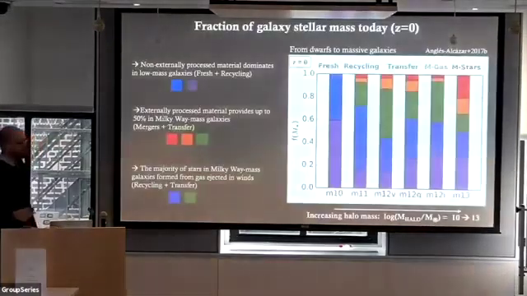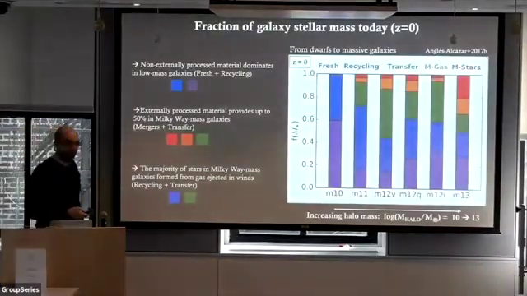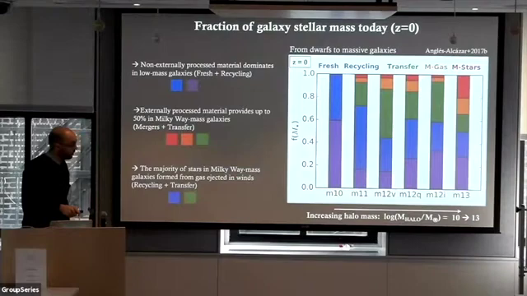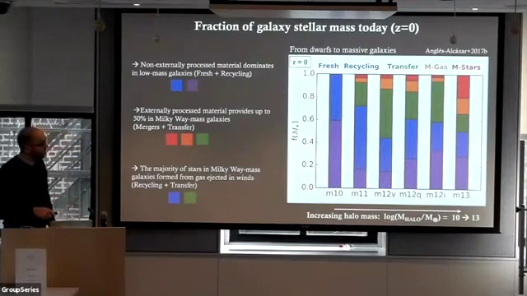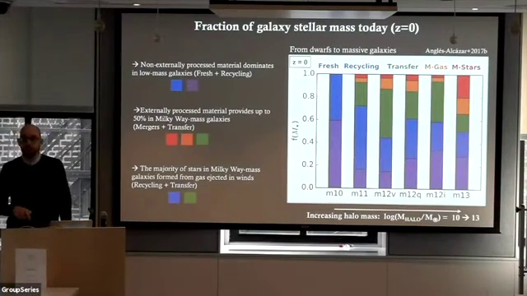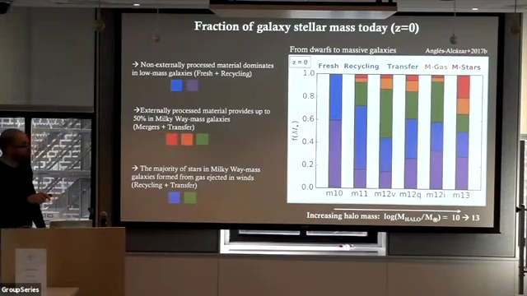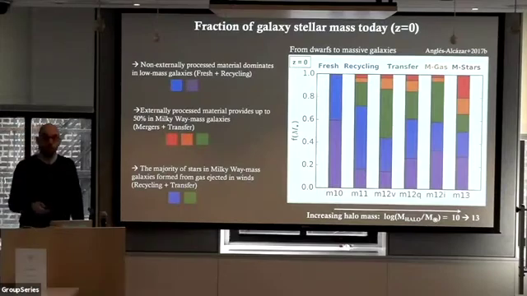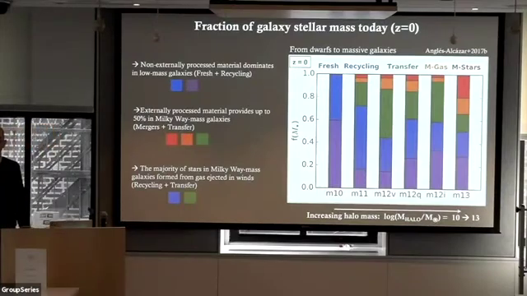So then we can compute how important these different channels are for galaxy growth. Here I'm showing the fraction of the stellar mass at redshift 0 for a few different galaxies, increasing in mass from left to right. The color corresponds to the different mechanisms. Purple is fresh accretion, blue is wind recycling from its own galactic winds, green is intergalactic transfer, and red and orange correspond to mass from mergers, from both stars and gas.